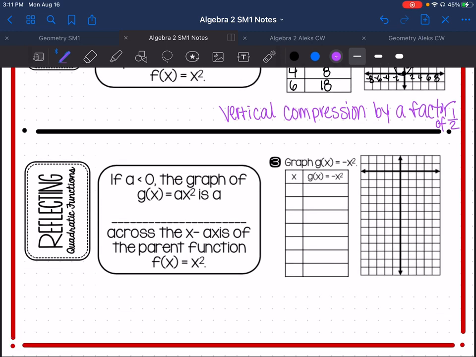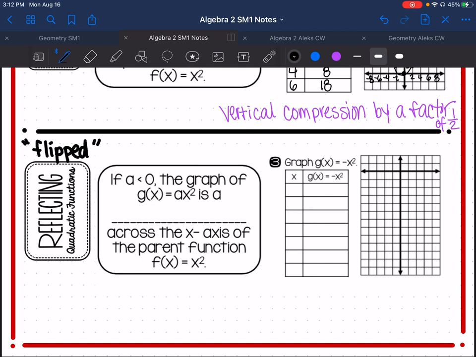All right, the last one is my reflection. And sometimes instead of using the word reflecting or reflected, we see this word flipped. So I would add this to the outside of that foldable that you have. I'm going to call it flipped sometimes, or sometimes you'll see it's reflected, or it's being reflected, or it's reflecting.